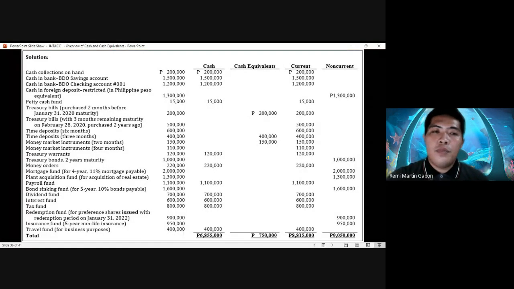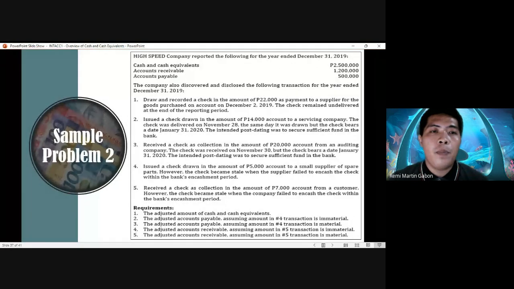Sige. Moving on. Sample problem 2. So, sample problem 2, sabi dito, high-speed company reported the following for the year ended December 31, 2019. So we have cash equivalents of 2,500,000, accounts receivable 1,200,000, and accounts payable 500,000. Then we're given with the following 5 transactions. Then we are required for the adjusted amounts of cash and cash equivalents, accounts payable, and accounts receivable.